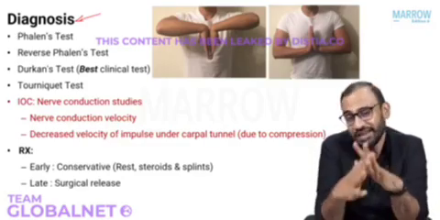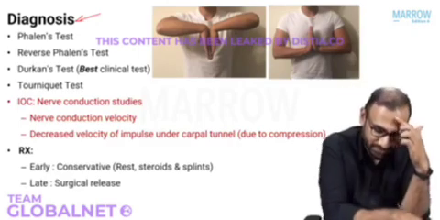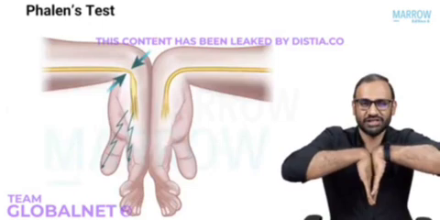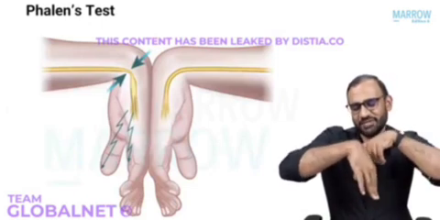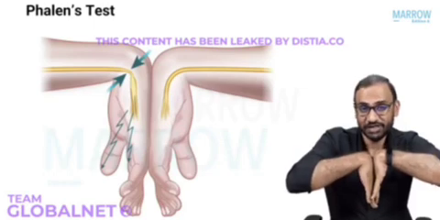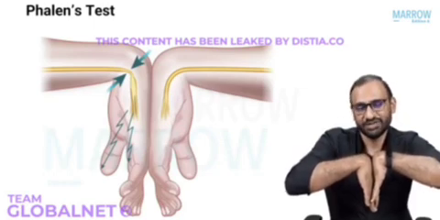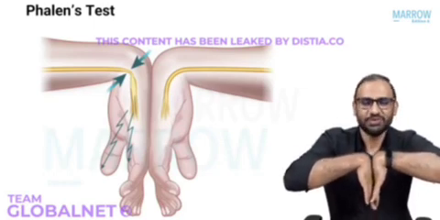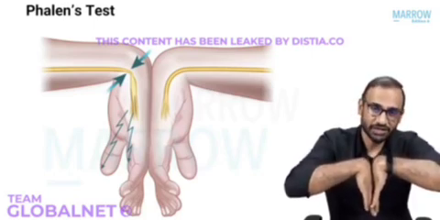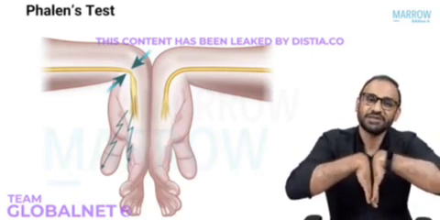You do something known as a Phalen's test and reverse Phalen's test. So what is Phalen's test? You basically ask the patient to hold the wrist in this position. Essentially, you are compressing the median nerve at the flexor retinaculum. So if the patient has carpal tunnel syndrome, he's already predisposed to this compression, and you ask him to hold it for 60 seconds. And during that duration, the median nerve gets compressed, the symptoms are reproduced.